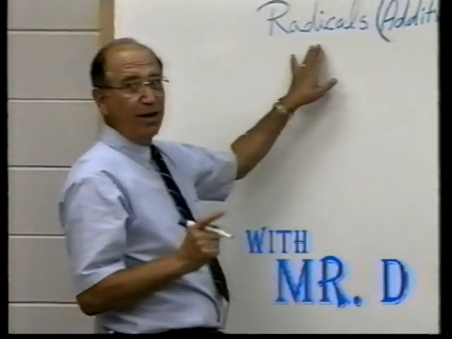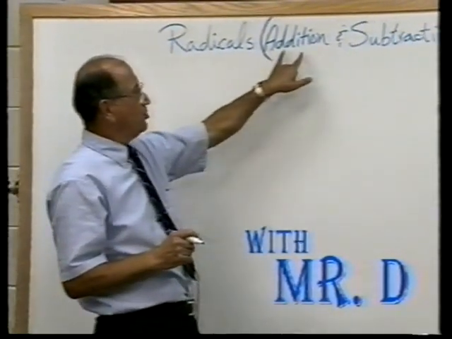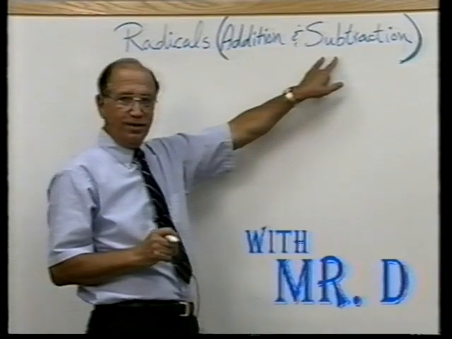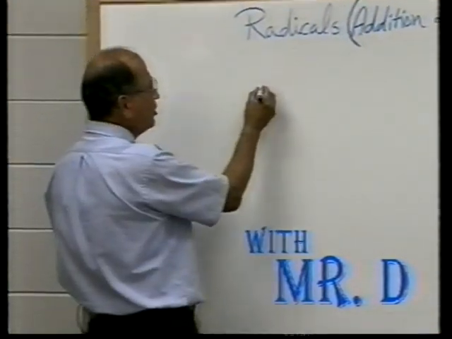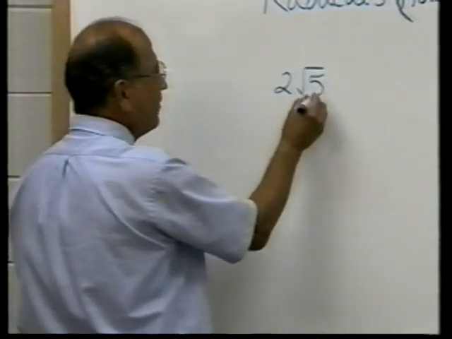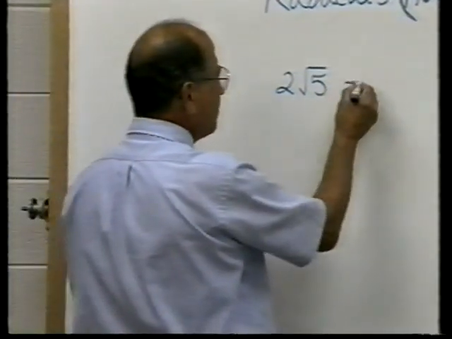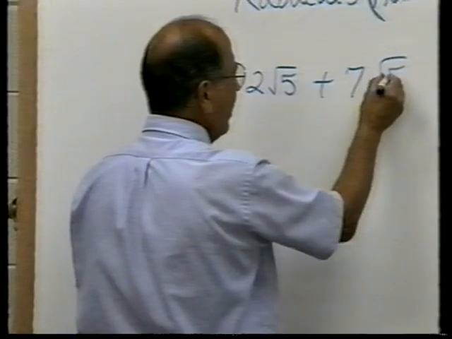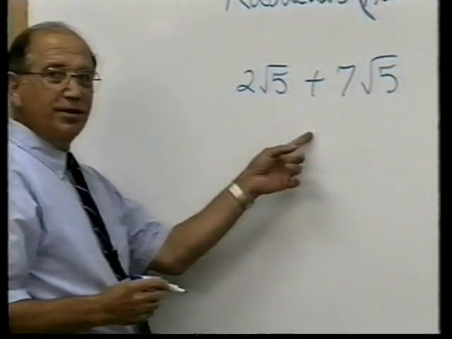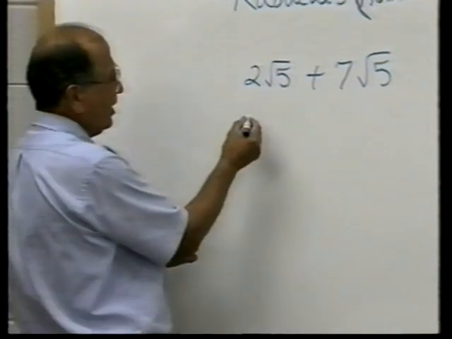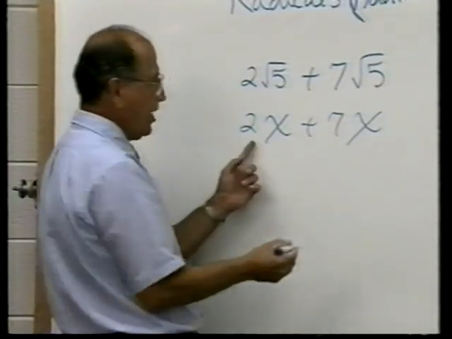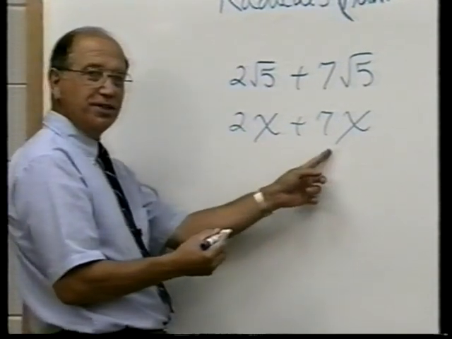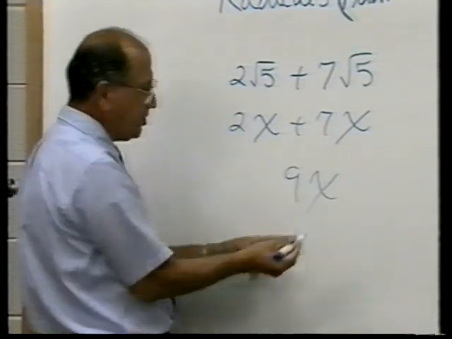Today we're going to talk about radicals again, except this time we're going to deal with addition and subtraction of radicals. So let's have a few examples. If someone told us to add 2 radical 5 plus 7 radical 5, what's the answer? Think of radical 5 like an x, so 2x plus 7x. Tell me what's the answer of 2x plus 7x? Well, that's 9x. Good job.